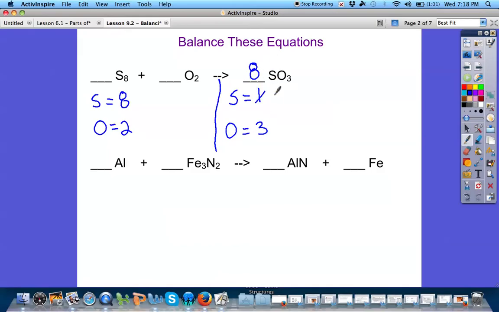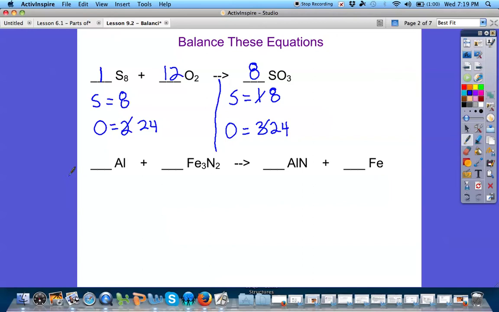So 8 times the 1 sulfur that was there gives me 8. But that also is going to be multiplied by the 3 oxygen that are in sulfur trioxide. So 8 times 3 gives us 24 oxygen. Now sulfur is equal on both sides, oxygen is not. The only place that I can change oxygen is right here with O2, so we're going to put 12 for the coefficient in front of oxygen. 12 times 2 gives us 24 oxygen. So now these numbers are equal, it's balanced, and we're going to go back and fill in a 1 here.